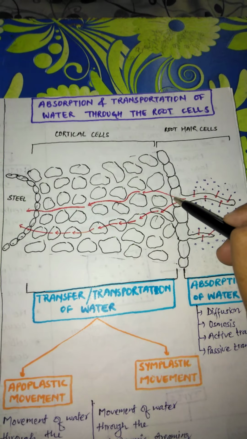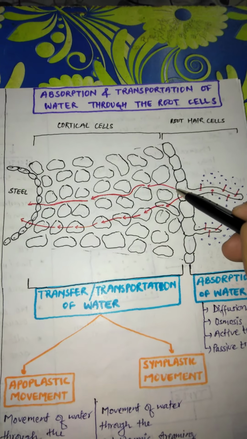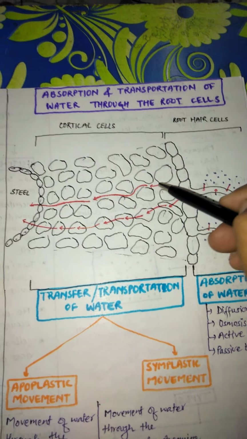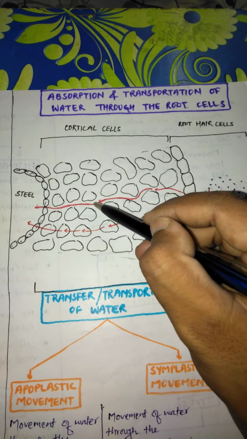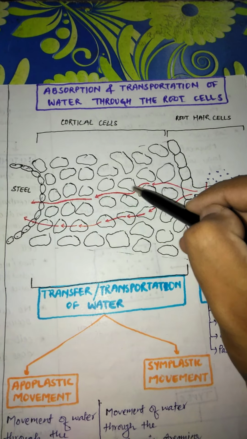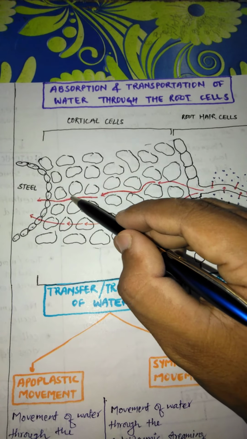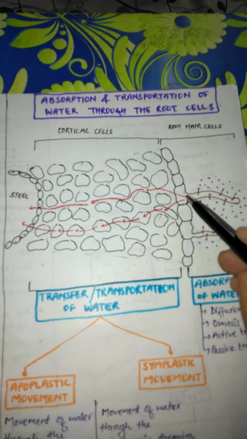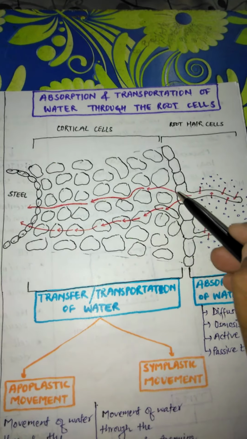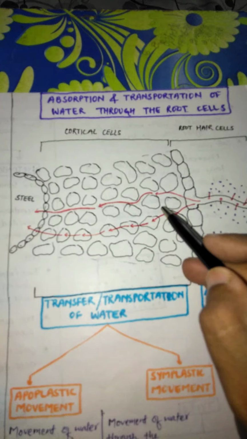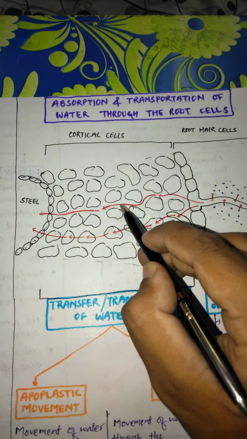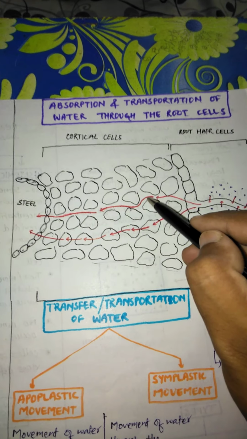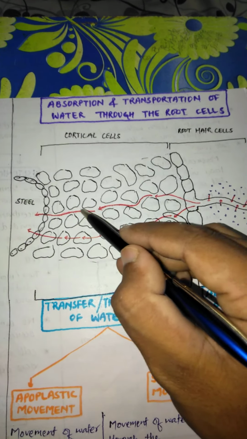In the apoplastic pathway, the absorbed water molecules are transported or moved through the intercellular spaces created by the cortical cells. This one is the intercellular space. So the movement of water occurs through the spaces created by the cortical cells, known as the intercellular space.